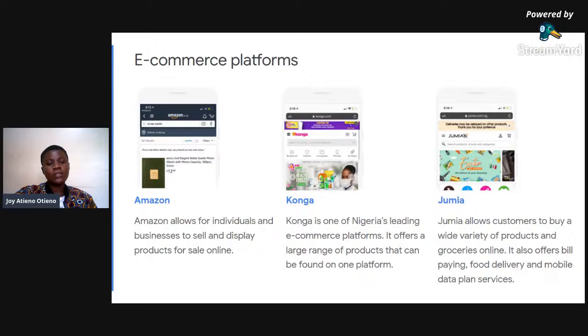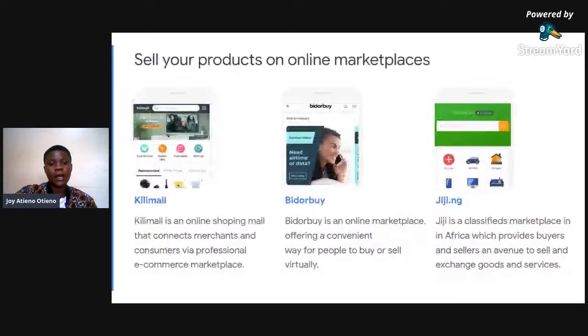Same to Konga, only that Konga is very popular in Nigeria. So if you want to sell in Nigeria, the best place for you to position yourself is on Konga. And then Jumia is very popular, I think, especially in East Africa, Uganda, Tanzania, Kenya. I think all of us know Jumia and we know how Jumia works. But beyond just being an e-commerce platform where you can go and put your goods, Jumia has gone into other services like payments of bills, food delivery, and mobile data plan services. So Jumia has gone a little over and beyond.